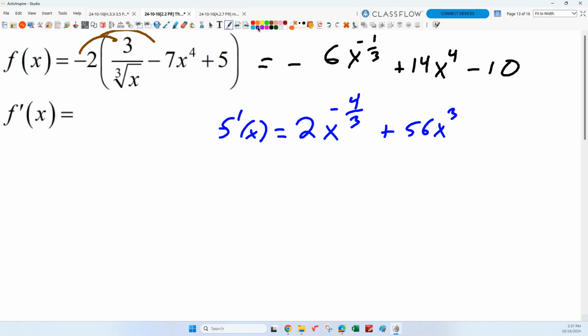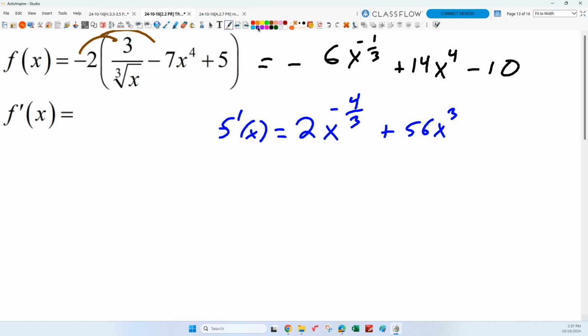How about that one? The power rule does apply, but you don't really have to. That would be the same thing as -10x to the 0. If I took the 0 out front, what am I getting? 0. So the answer is 0. But you don't even have to make it that complicated.